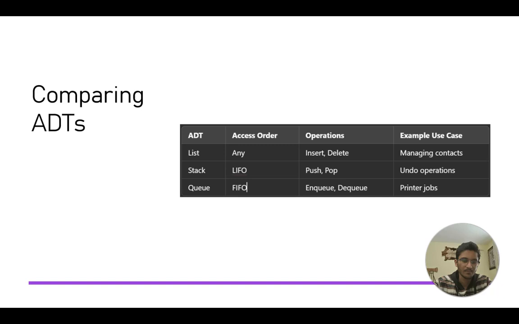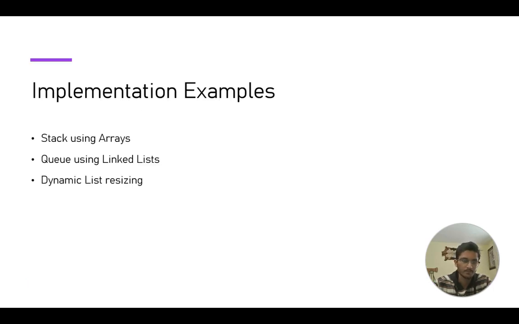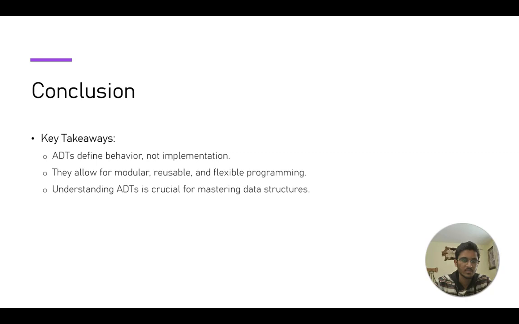Remember. So comparing ADTs, let's have a look, comparison time. Stacks are great for backtracking, like when you hit undo in an editor. Queues are perfect for scheduling tasks or handling incoming data. Lists are ideal for ordered data when you need random access or iteration. Okay, so each ADT solves different problems. They're made for different problems. So choosing the right one depends on what you're trying to accomplish. Again, stacks using arrays, queues using linked lists, dynamic list resizing, some implementation examples.